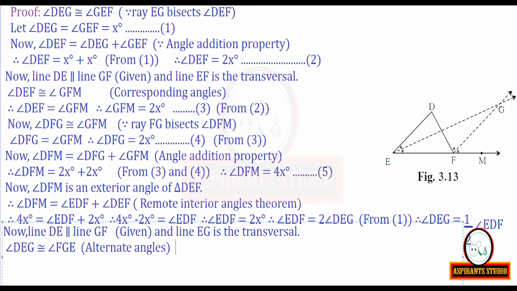Now substitute the value of angle DEG. Measure of angle DEG is equal to x degrees by equation number 1. So you get measure of angle FGE to be x degrees. Now take this equation as equation number 6.